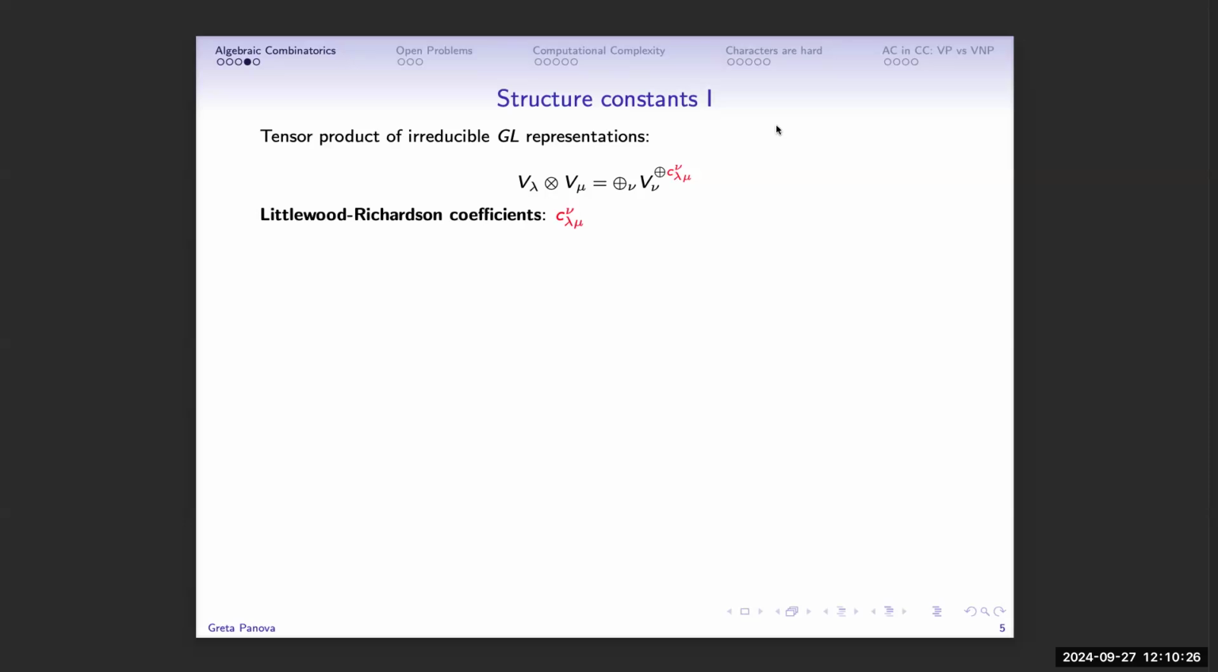What are those? Well, they could be basically anything, but each of them will show up with some multiplicity. The multiplicity, by definition, is going to be a non-negative integer. And in the case of the general linear group, these are the Littlewood-Richardson coefficients. So they depend on these three partitions: lambda and mu are in the tensor product, and nu is on top.